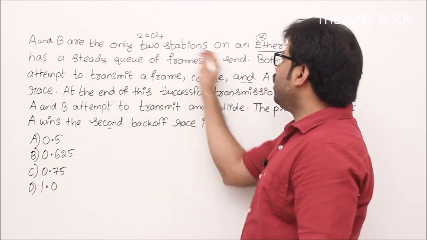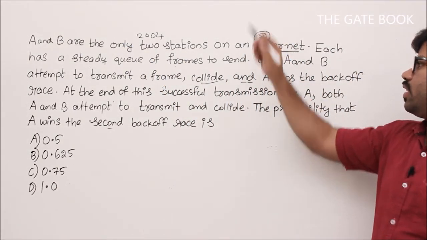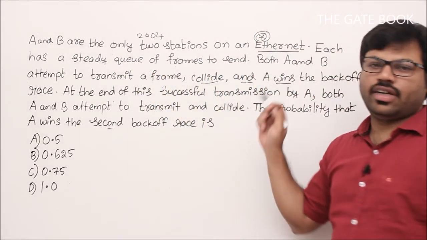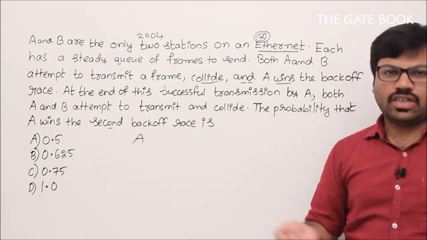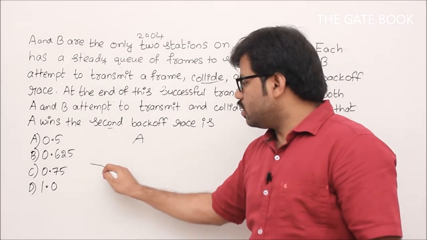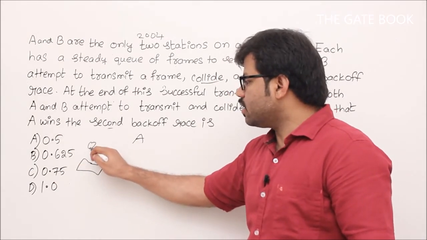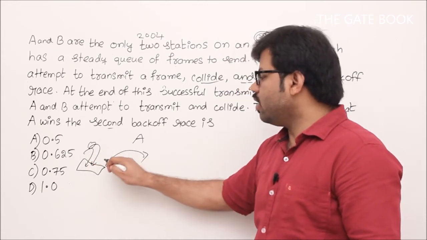A and B are the only two stations on an Ethernet. Ignore what Ethernet is, that doesn't matter now. Each has a steady queue of frames to send. That means, let's say this is the queue of station A. The network layer is giving the data, and A is sending the data.